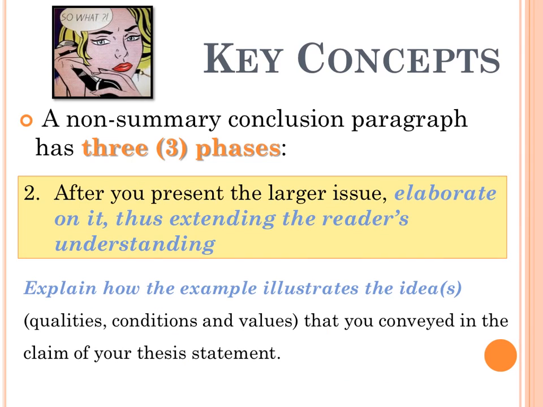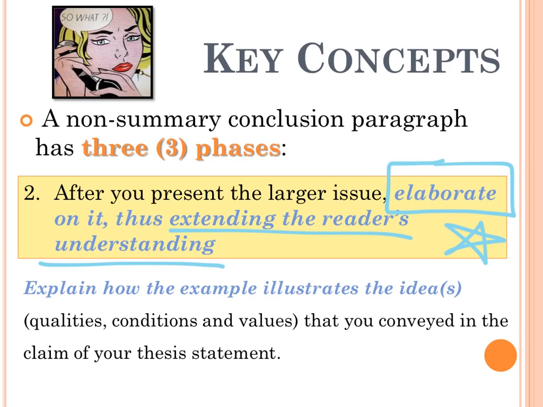So after you present an example, as always, our next step is to elaborate, to explain it. Extend the reader's understanding of it. Make sure they understand what the ideas are that you associate with this particular example. Explain how it illustrates the ideas that you conveyed in the claim of your thesis statement. So we present an example and now we explain it in detail.